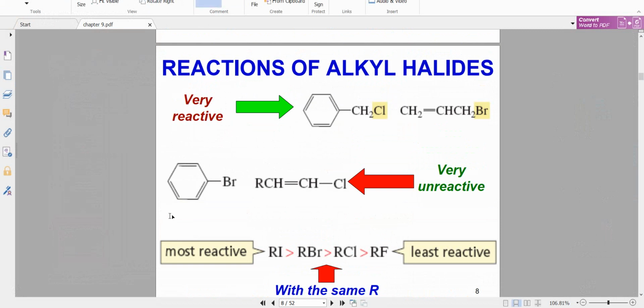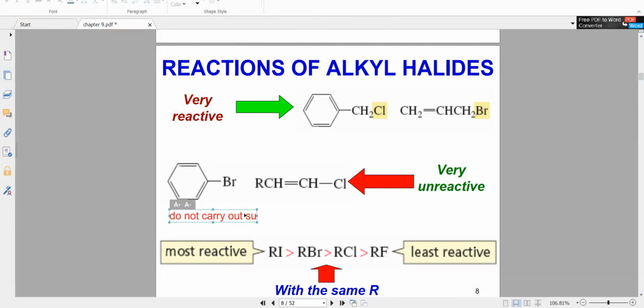Do not carry out the substitution reaction. Substitution reaction of phenyl halides and vinyl halides. I mean the second row. I say again, do not carry out the substitution reaction of phenyl halides or vinyl halides.